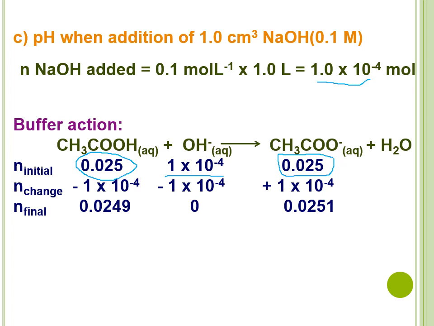So as usual, the ICE table is going to be negative x and positive x. The final number of moles for acetic acid, when we minus 1 times 10 to the power of negative 4, is 0.0249. And then 0 for OH minus, we have used it all. The acetate ion is going to be added with 1 times 10 to the power of negative 4 more because the concentration will increase. So the final number of moles would be 0.0251.